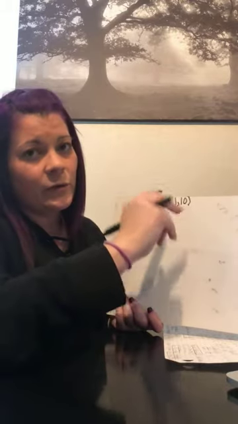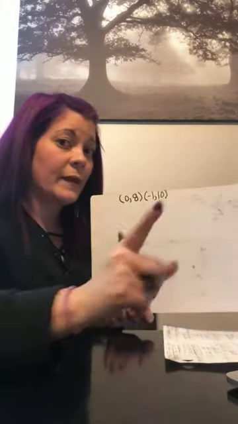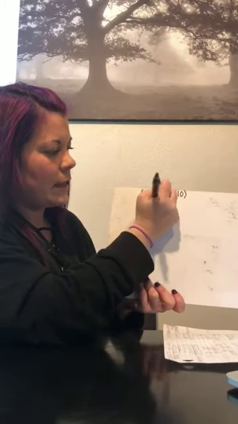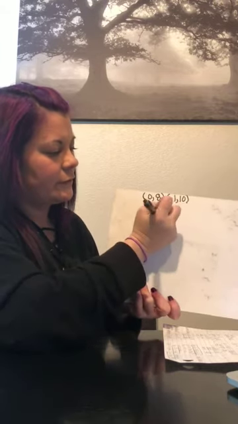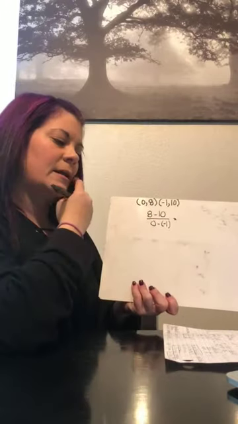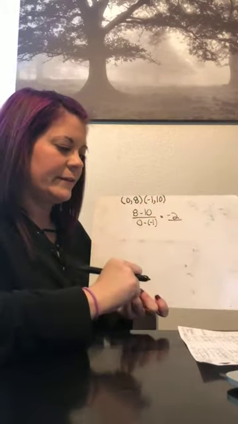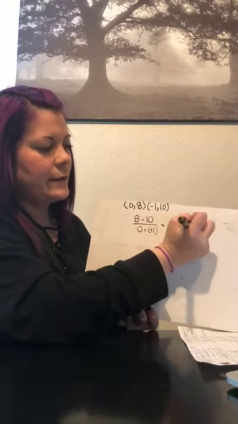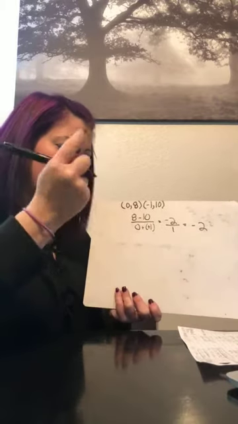So what you want to do, we already have a point, so we need the slope. So we're going to use the slope formula that we learned at the very beginning. The change in y's, so 8 minus 10 over the change in x's, 0 minus negative 1. 8 minus 10 is negative 2, and 0 minus negative 1 is positive 1. So our slope is actually negative 2, okay? So our slope is negative 2.